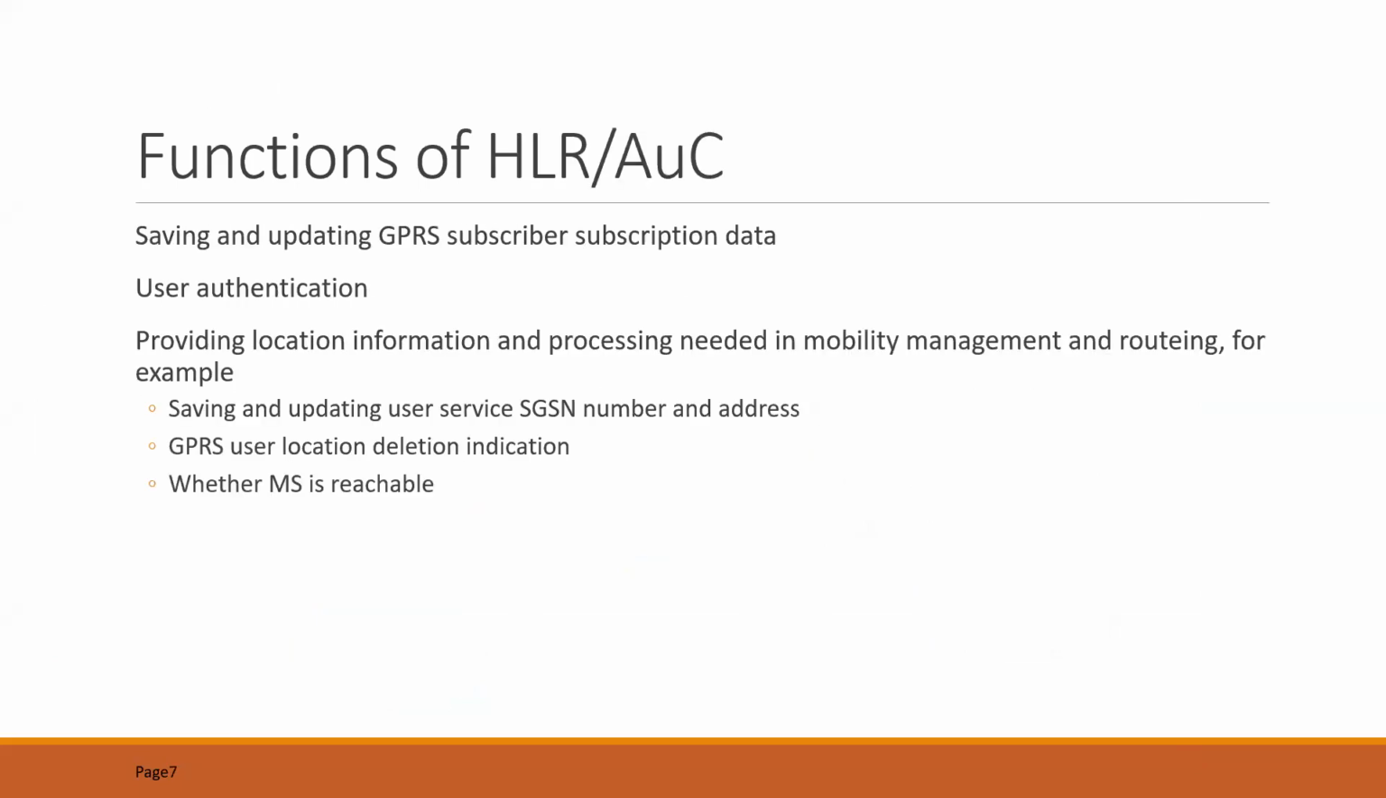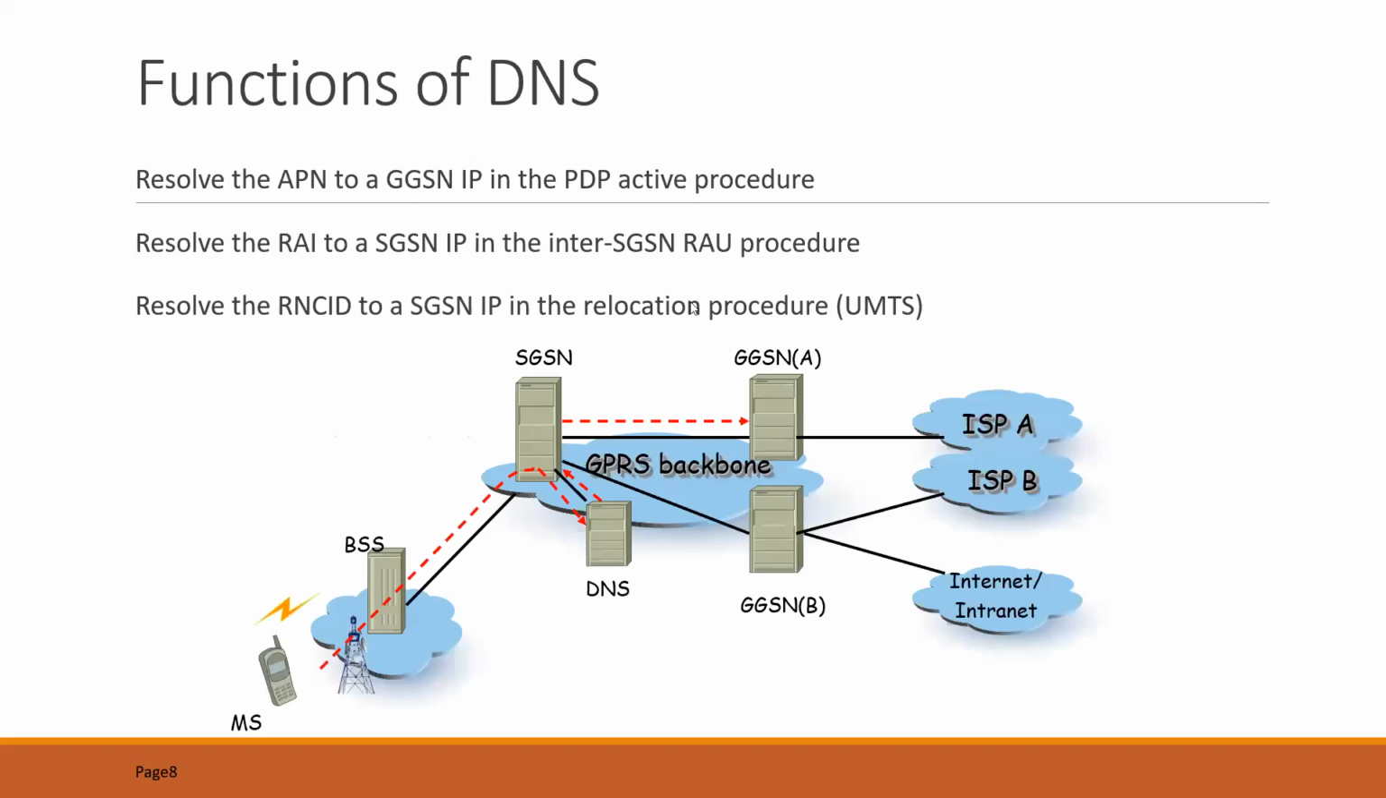Then we have HLR. HLR is responsible for the authentication center. It has your subscription information. It is used in authentication, and it provides your location information to the SGSN whenever it is required. Now DNS. One DNS is your internal DNS, which is responsible for providing your GGSN IP address against an APN. It is responsible for providing the SGSN IP address, which we will understand a little bit more when we see how it works in the intra-SGSN routing area update, and it provides the SGSN IP against the RNC ID when we have the relocation procedure.